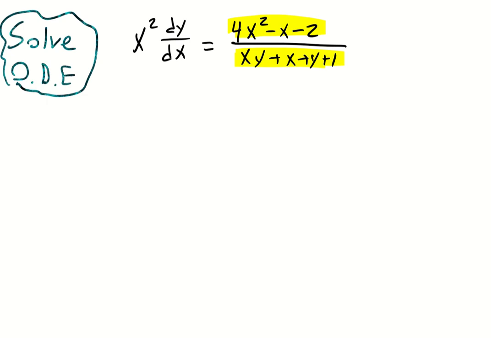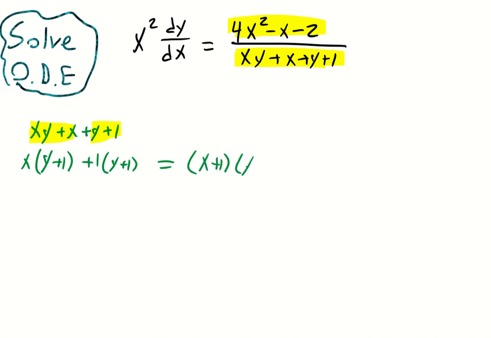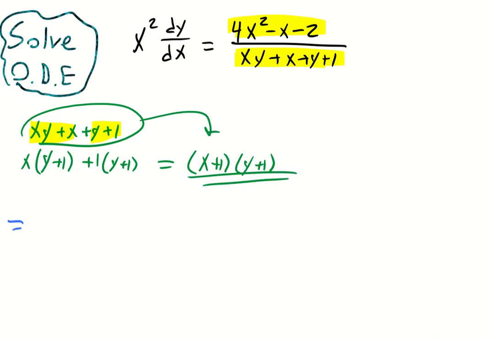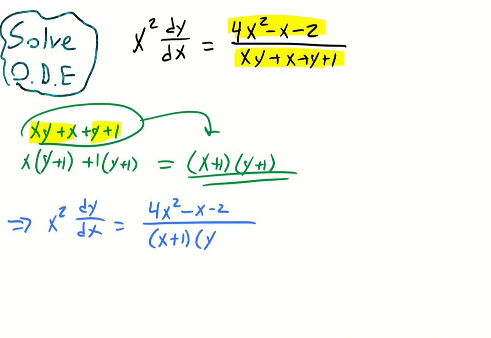So note that xy plus x plus y plus 1 can be factored by grouping, because notice this expression and this expression. We can factor out an x, so x times the quantity y plus 1, plus this y plus 1. And we can think of that y plus 1 as just multiplied by 1, so this implies we have the quantity x plus 1 times the quantity y plus 1. So this can be re-expressed as this. And so now we have x squared dy/dx is equal to (4x squared minus x minus 2) over the quantity x plus 1 times the quantity y plus 1.